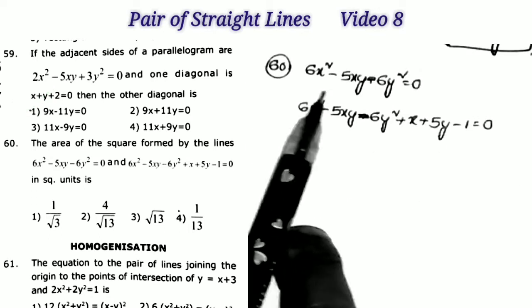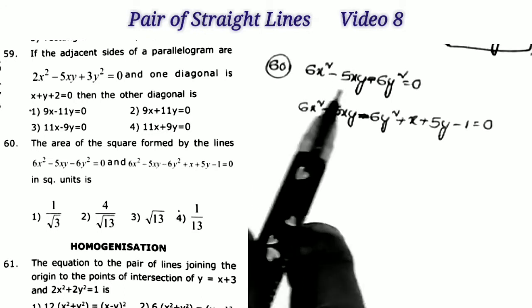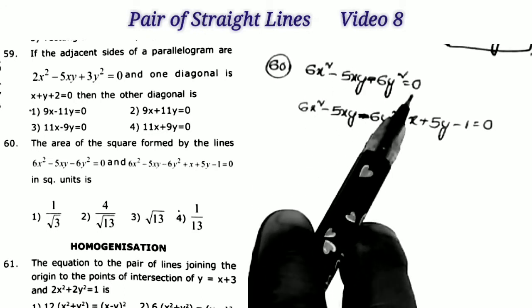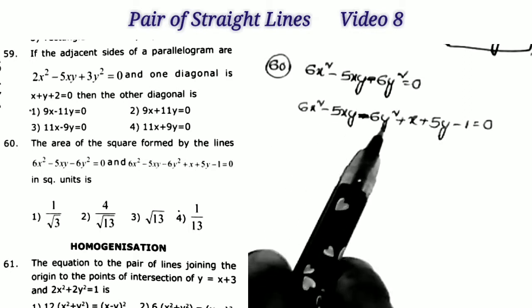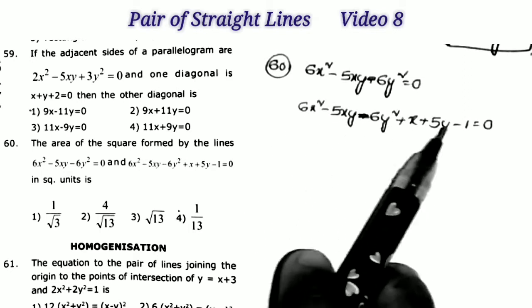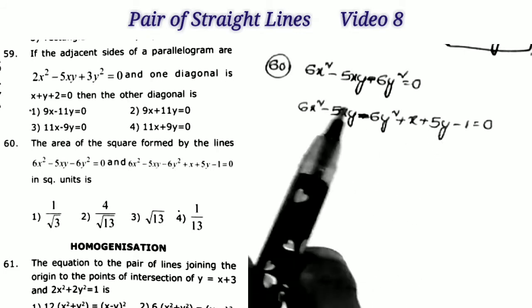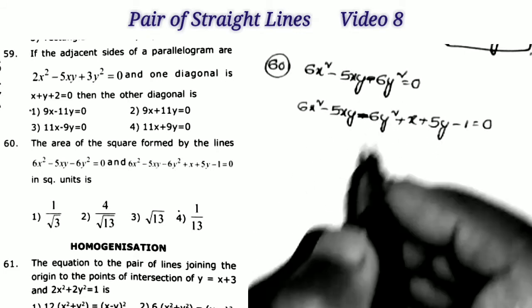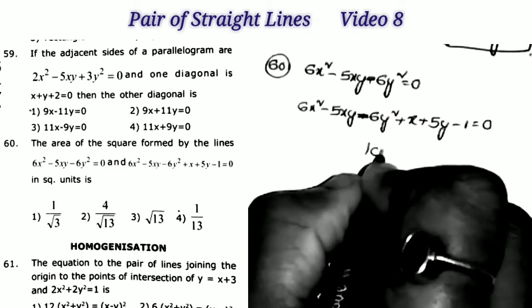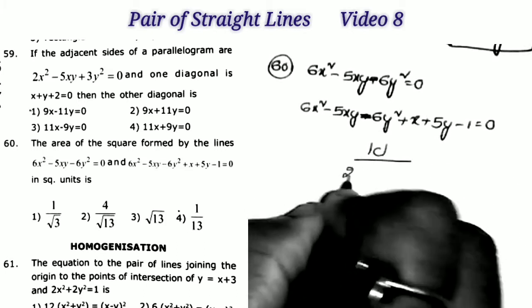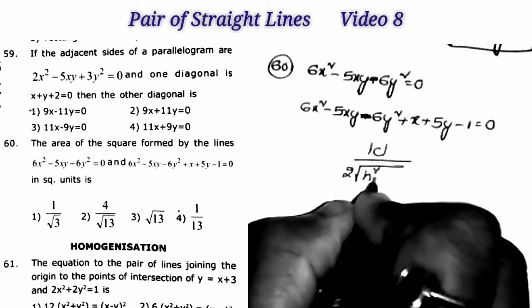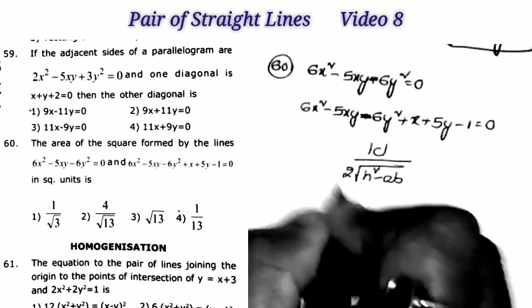The area of the square formed by the lines 6x² − 5xy − 6y² = 0 and 6x² − 5xy − 6y² + x + 5y − 1 = 0. The area of the square. Here we have a direct formula for finding the area of the square, that is |c| / (2√(h² − ab)). This is the formula for finding the area of the square.